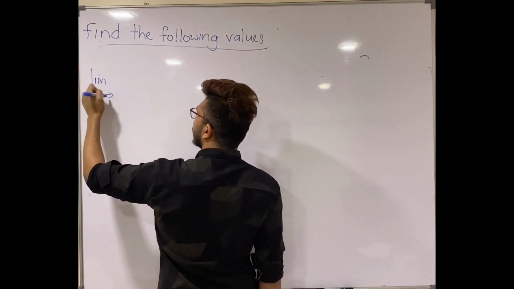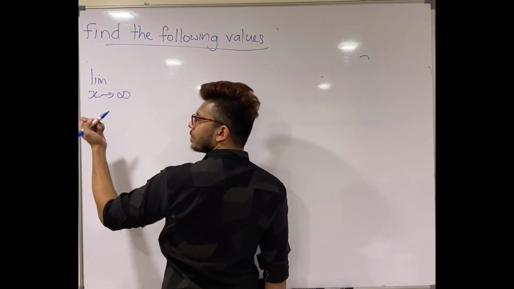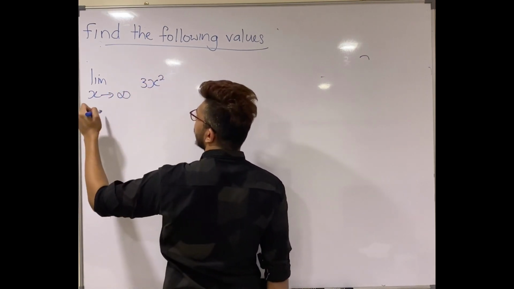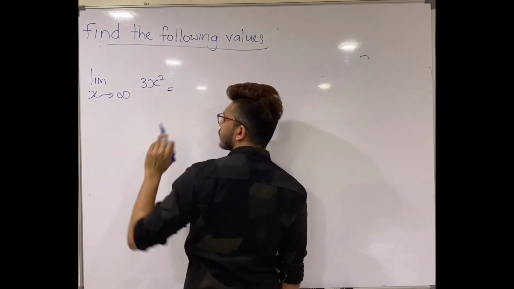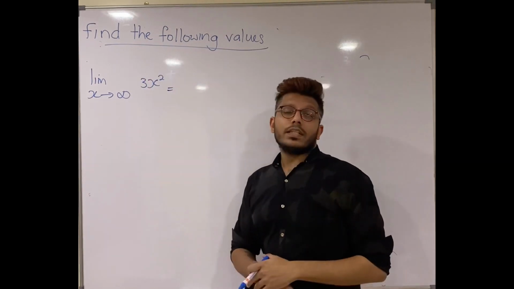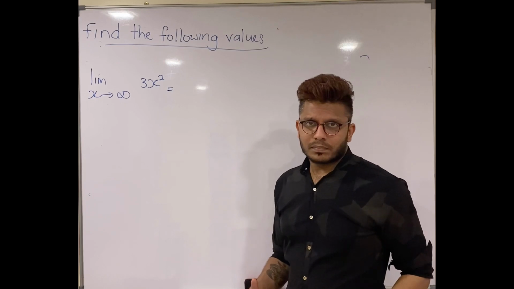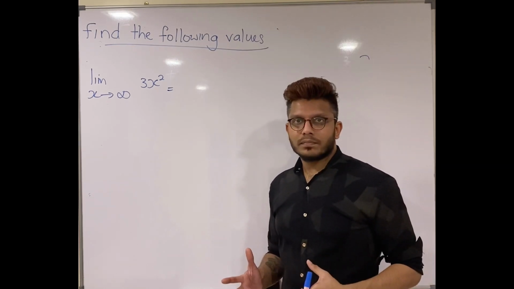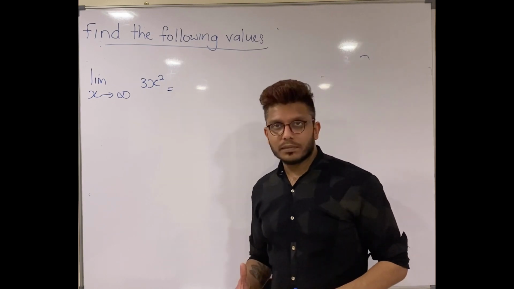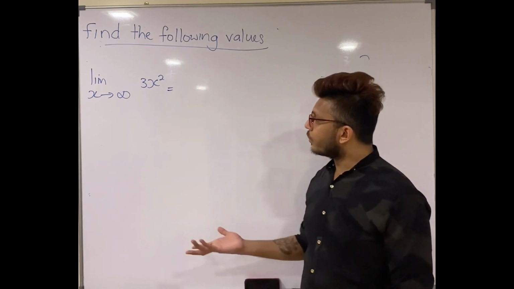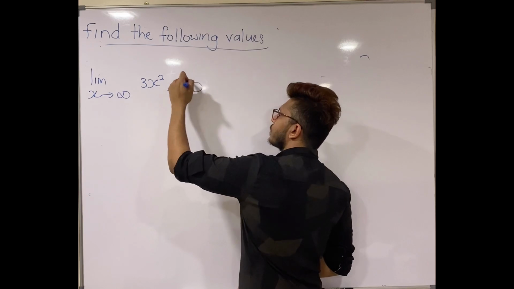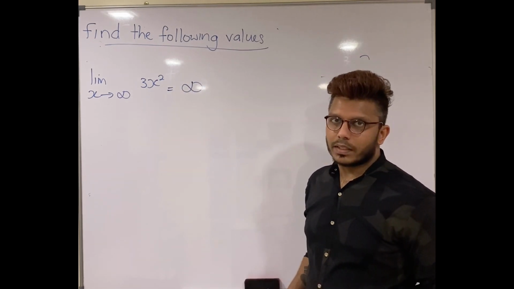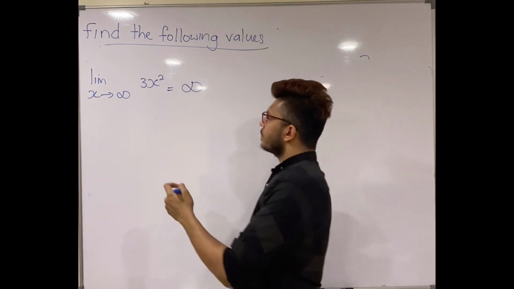Limit as x approaches infinity for 3x squared. What will be the answer? Now, infinity is an extremely huge number, and when you square that, is it going to get smaller or bigger? It's going to get much, much bigger. In which case, the answer is going to be just infinity. And we are done with that. Okay? Easy. Now, next question.